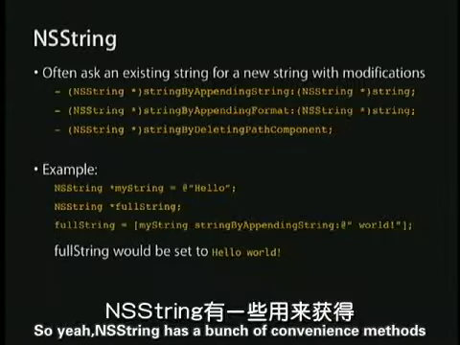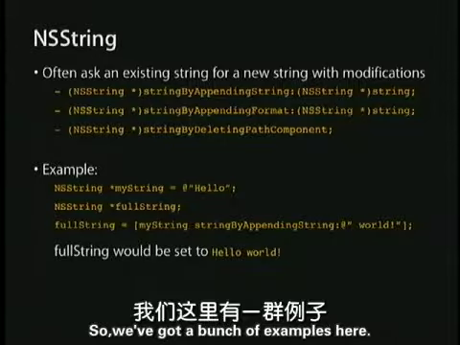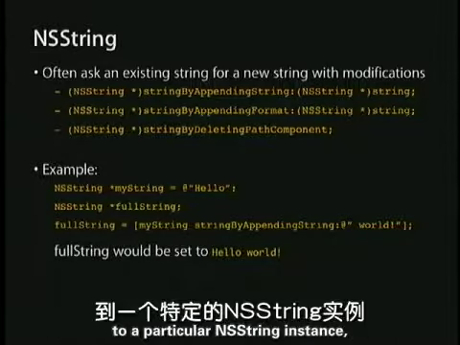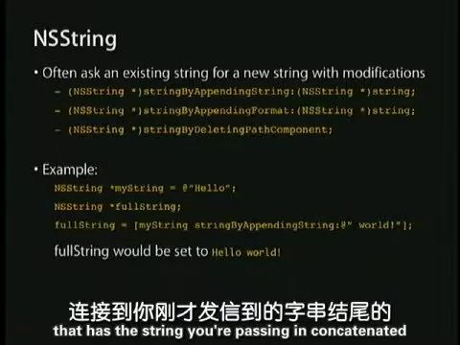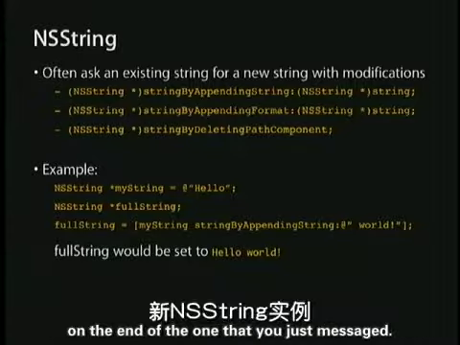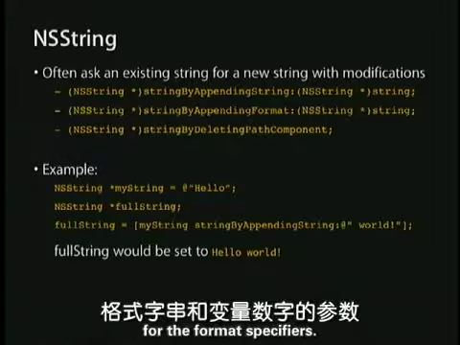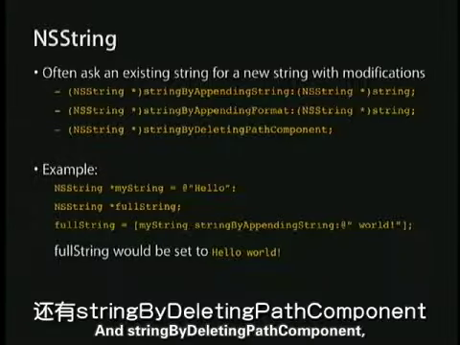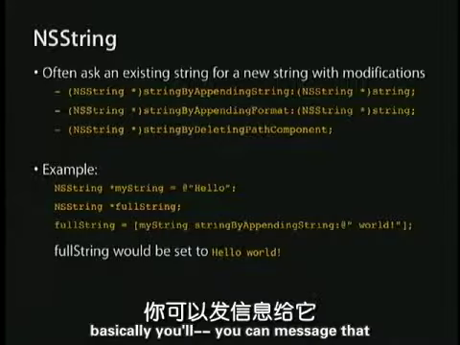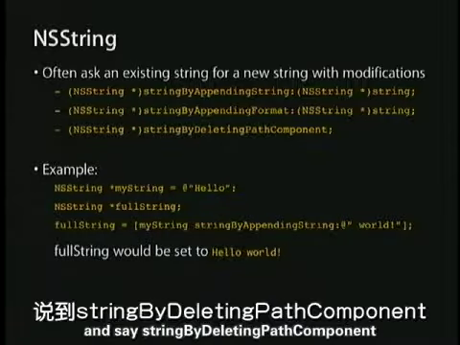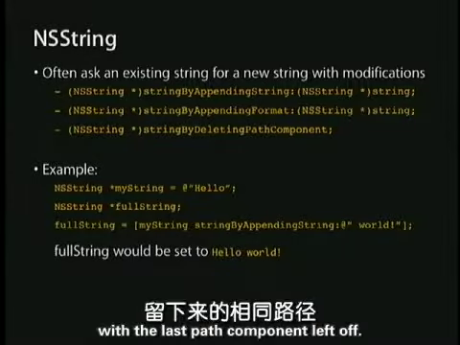NSString has a bunch of convenience methods for getting new strings that have been modified in some way. We've got a bunch of examples here. There's stringByAppendingString, which if you send to a particular NSString instance, it's going to give you a new NSString instance that has the string you're passing in concatenated on the end of the one that you just messaged. stringByAppendingFormat is pretty similar, except it takes a format string and a variable number of arguments for the format specifiers. And stringByDeletingLastPathComponent, if you've got a path to something on disk, basically you can message that and it'll give you back a new NSString that has the same path, just with the last path component lopped off.